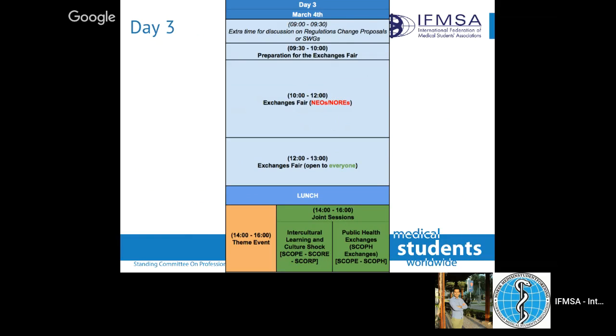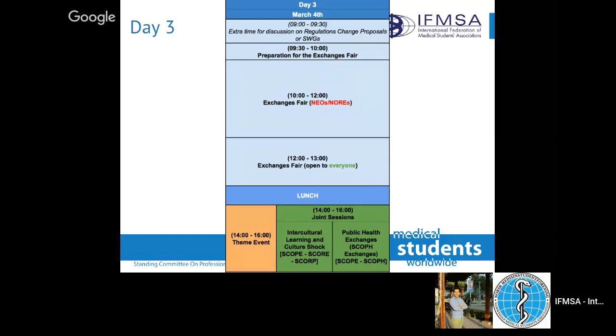So day 3, we have an extra time for discussion on regulation change proposal or small working group time from 9 to 9:30. In case we do not manage to finish the discussion on the regulation change proposals, we will, of course, use this time for that discussion. In case we manage to finish, then it will be up to each small working group to decide whether or not they want to use this half an hour in the morning of day 3 to continue working on their topic.